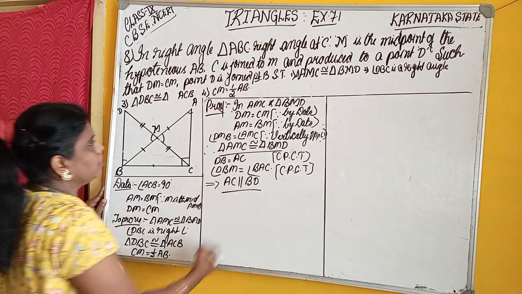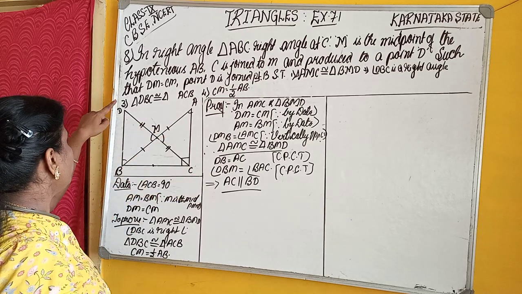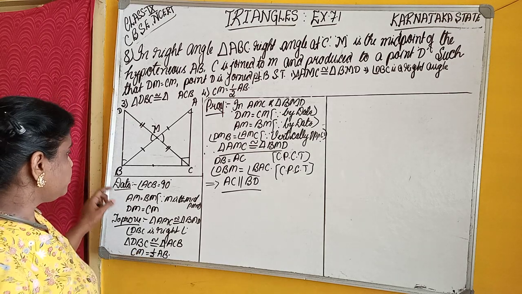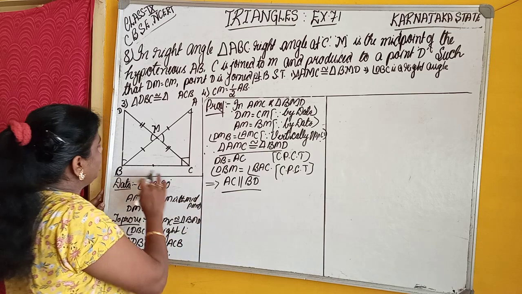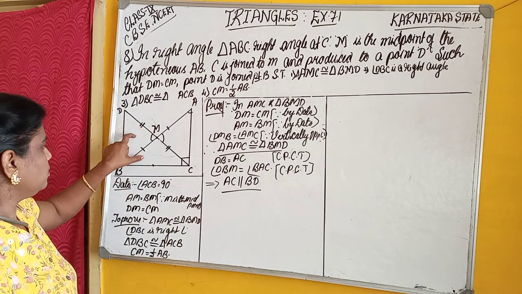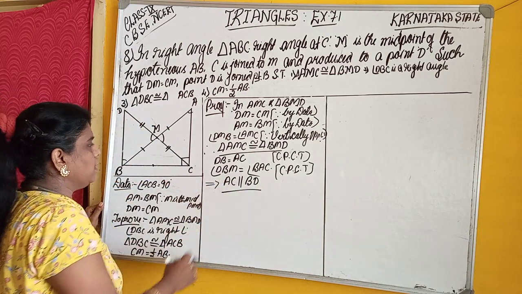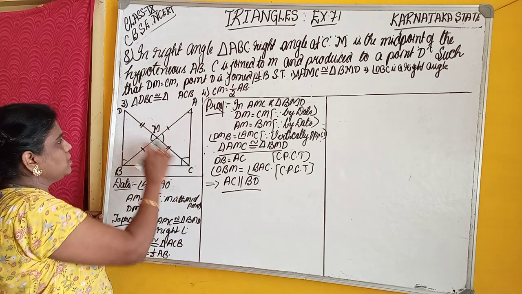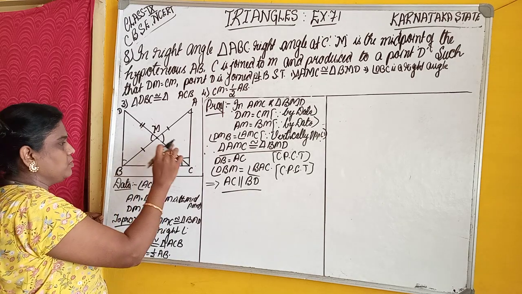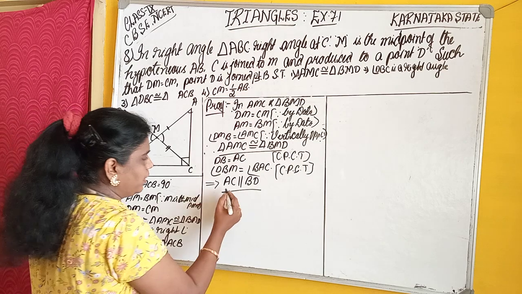Okay, students, what we proved from this? AC is parallel to BD. Okay, now in triangles, we are taking the next two triangles. When AC is parallel to BD, but angle ACB is equal to 90 degrees, therefore angle DBC is equal to 90 degrees.